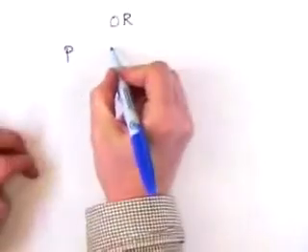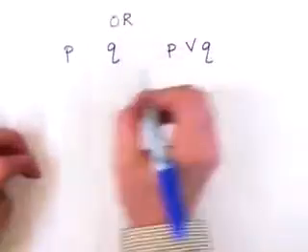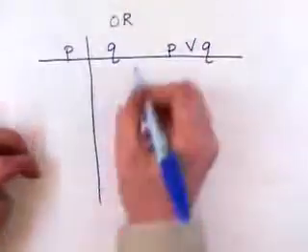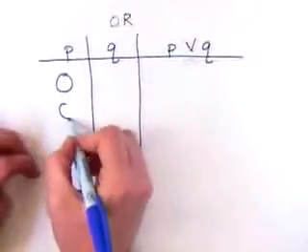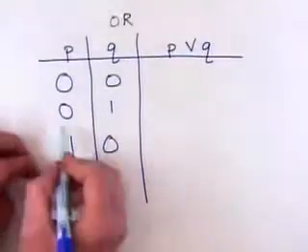Okay, so let's make a truth table for or. My pen is running out, so I'll get another one. So again, we start with a column for P, a column for Q, and we make one for the or. Remember that or looks like a V.